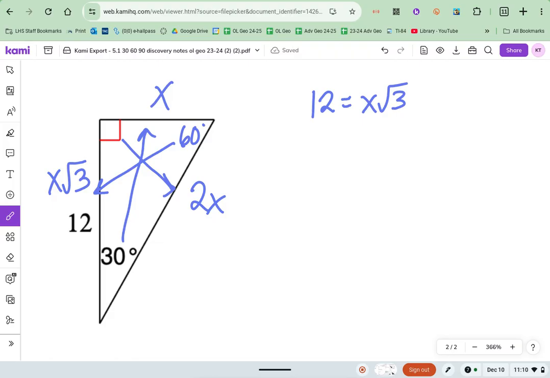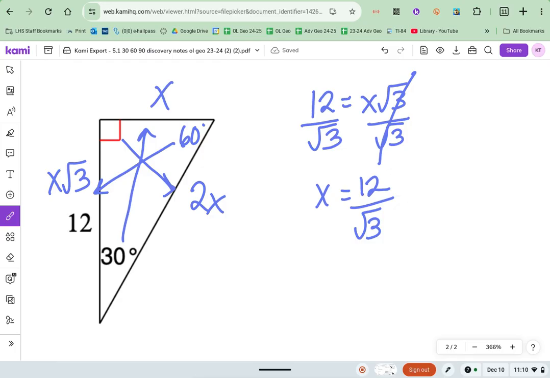And now the goal is just to solve for x, because once we solve for x, we can just plug into the other sides. So to solve for x, I'm going to divide by root 3 on both sides to get x by itself. So root 3 divided by root 3 divides to 1, and it cancels. So x equals 12 over root 3. But we say we can't leave the answer like that. That would be improper, so we have to do the rationalization process. So we're going to fix that form.